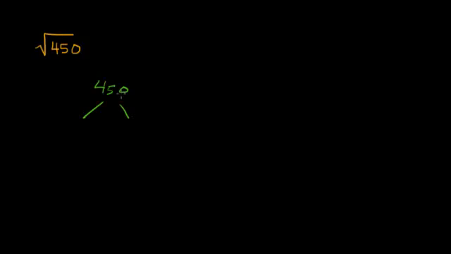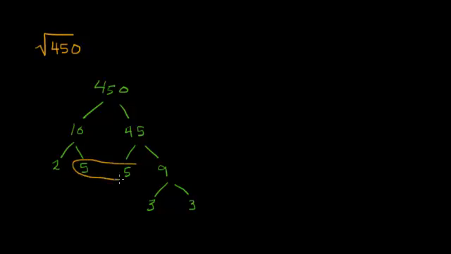I see a 0 on the end, so I know that's 10 times 45. And the 10 will further break down into 2 times 5. And the 45 will further break down into 5 times 9. And then I see that 9 is not a prime number. It has factors of 3 times 3. So now I can see that I do have this square, 5 times 5, and this square, 3 times 3.